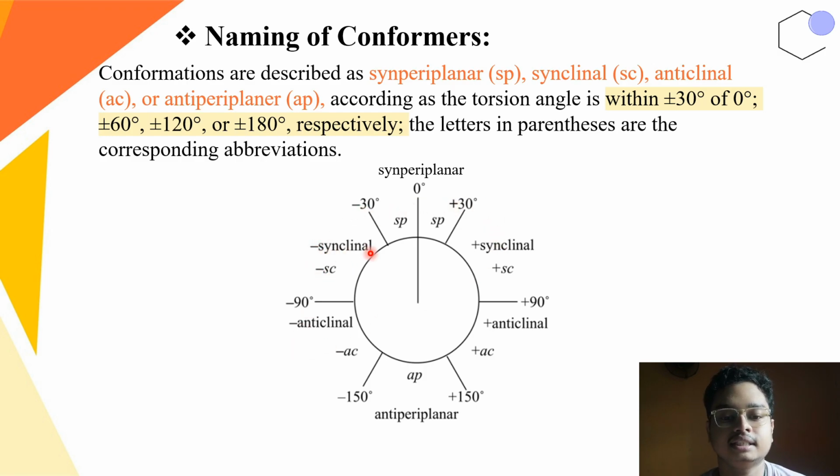that is, minus synclinal. Similarly, -90 to -150 is called anticlinal, and here the plus part, the clockwise rotation part, is called plus anticlinal. And the staggered part, where the rotation is between -150 and +150 degrees, is called antiperiplanar.